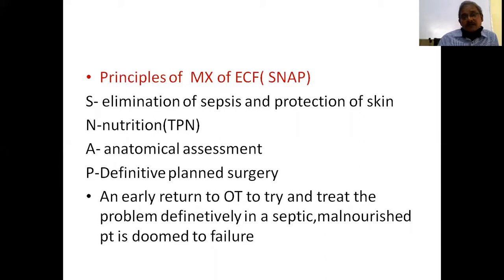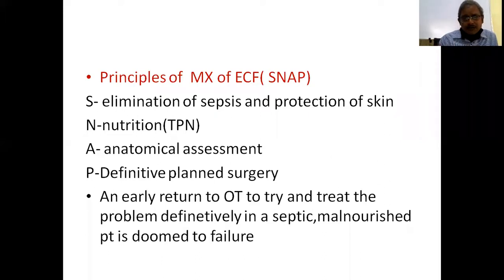And P stands for definitive planned surgery. So surgery should be planned, because the next point I have written is an early return to operation theatre to try and treat the problem definitively in a septic, malnourished patient. If a patient is undernourished, if a patient is having septicemia, that is doomed to be a failure. You are going to land into failure. So the patient must be stabilized by all means before you take up surgery.